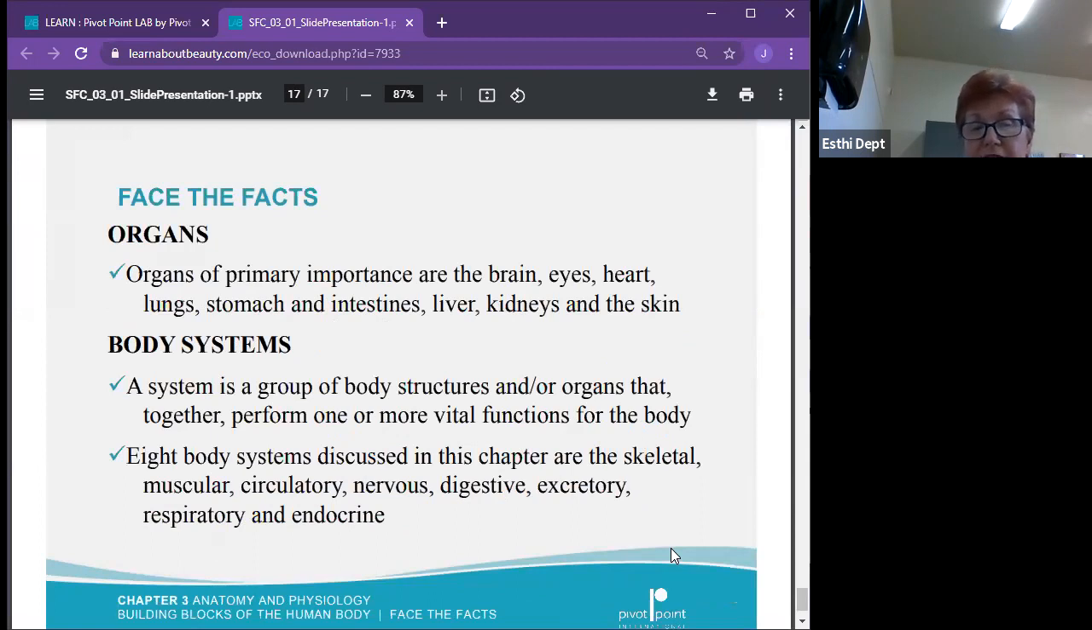Your body system is a group of body structures and or organs that together perform one or more vital functions for the body. The 8 body systems discussed in this chapter are skeletal, muscular, circulatory, nervous, digestive, excretory, respiratory, and endocrine. And I also told you the last 2, which would have been endocrine and reproductive.